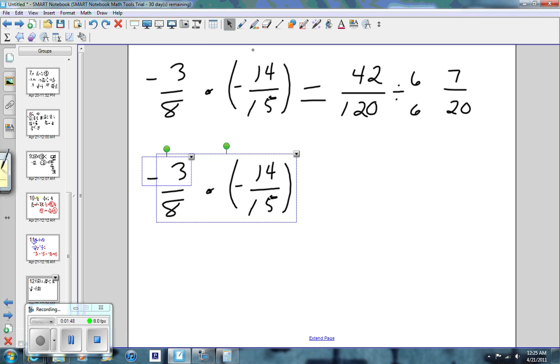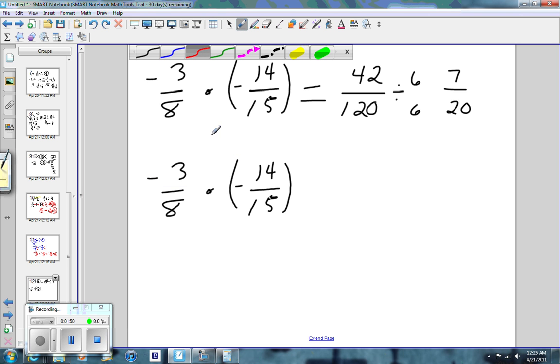Bingo. All right. What we could do ahead of time is, I see I've got a 3 and a 15. Both of those share a common factor of 3. If I divide both of those by 3, I get 1 and 5. And crossways here, 14 and 8, they both share a factor of 2. That's their greatest common factor. So divide this by 2, and I get 4. And this by 2, I get 7.